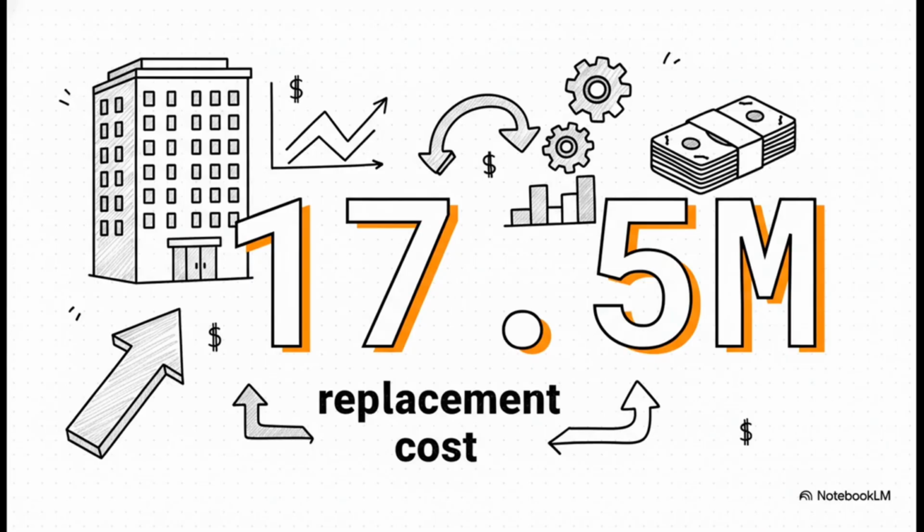Let's make it real. Say you've got a nice 50,000 square foot office building, and let's say the going rate to build something like that is around $350 a square foot. You just multiply those two numbers together, and there you have it. Boom, $17.5 million. That's your replacement cost.